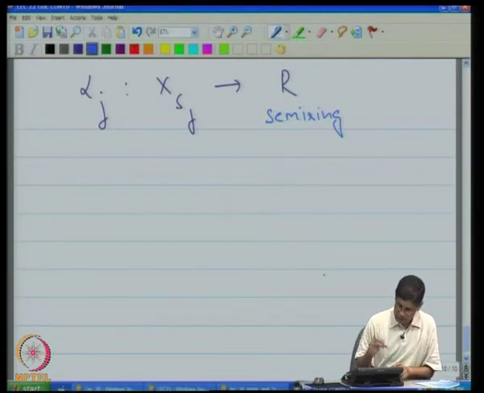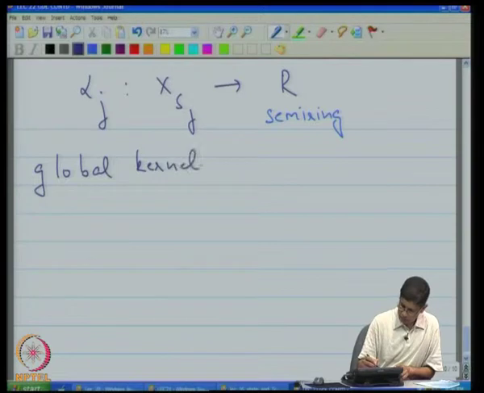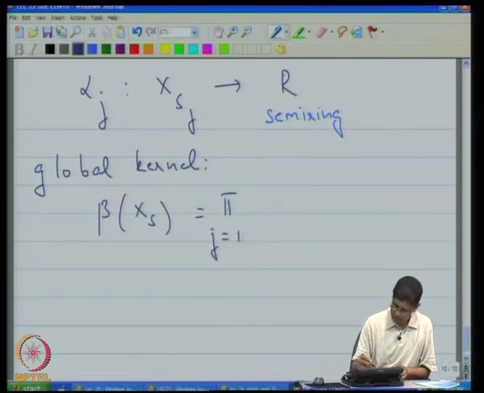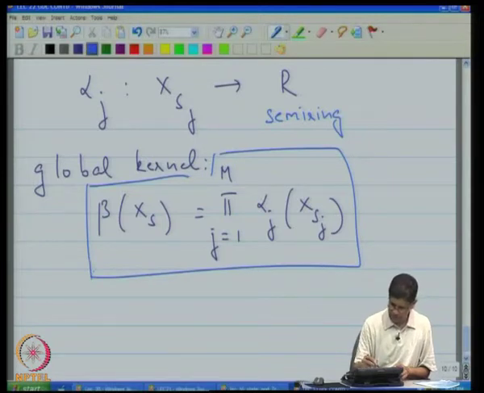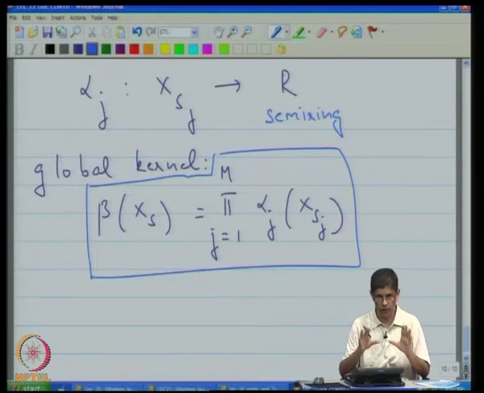Then there is something called the global kernel. So, the global kernel beta of x_S is the product, j goes from 1 to m, of alpha_j of x_{S_j}. Since there are m local kernels, you have a product of m terms, and that is called the global kernel.